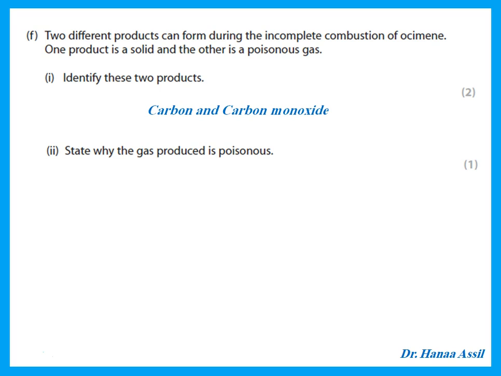Now, why do we say that carbon monoxide is poisonous? Remember, this is because it reduces the capacity of blood to carry oxygen. So it attaches to the red blood cells, so fewer red blood cells are carrying oxygen around the body. So we say it reduces the capacity of blood to carry oxygen.